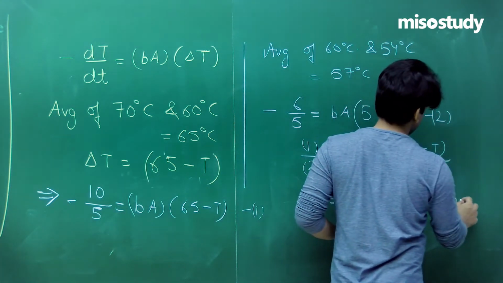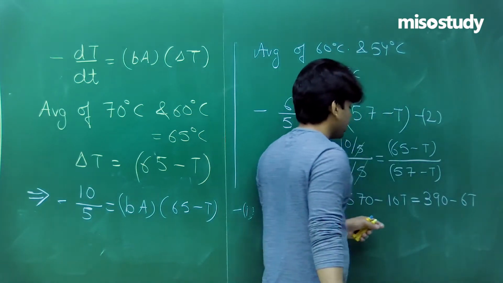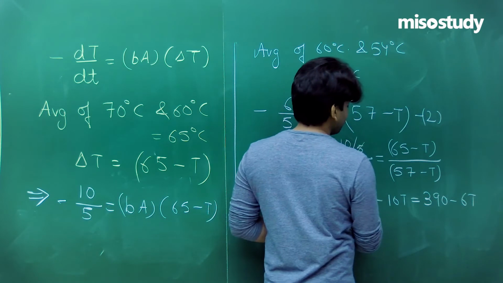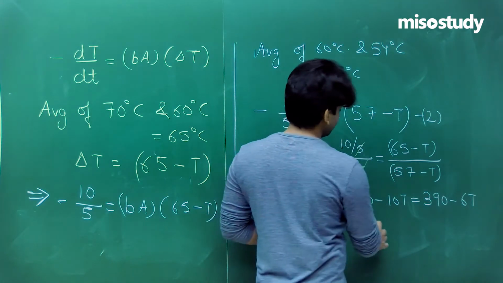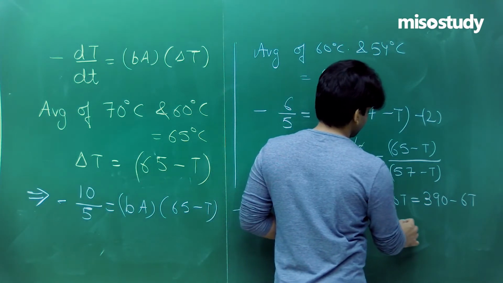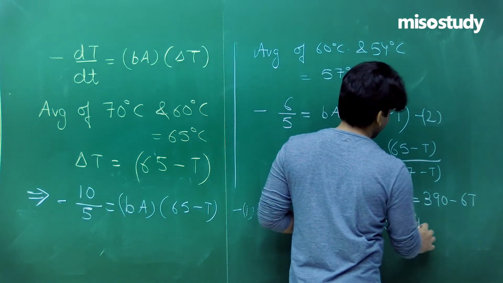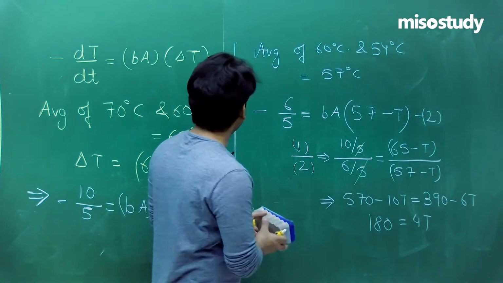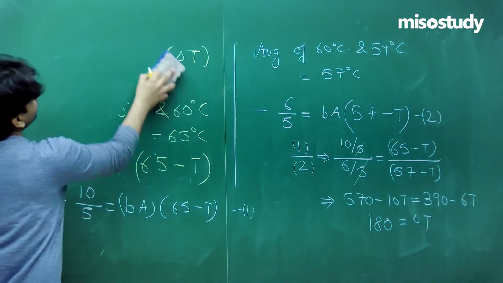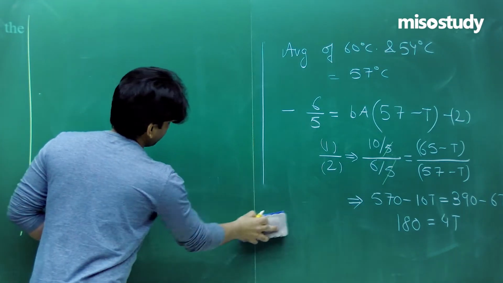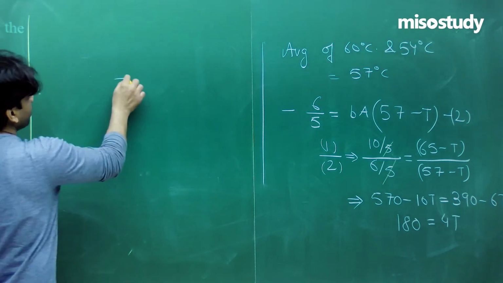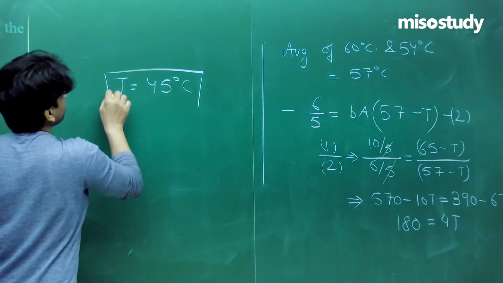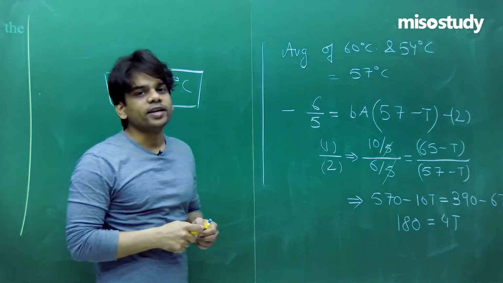390 minus 6T. Using this equation, you evaluate the value of T, let's see what it comes to. 570 minus 390, that will be 180. So 180 is equal to 10T minus 60T, you will be getting 40. T will come out to be 45. So let me write down here the value of T that we are going to arrive at. T is equal to 45 degrees Celsius. Finally, this is the response that we are going to get, 45 degrees Celsius.